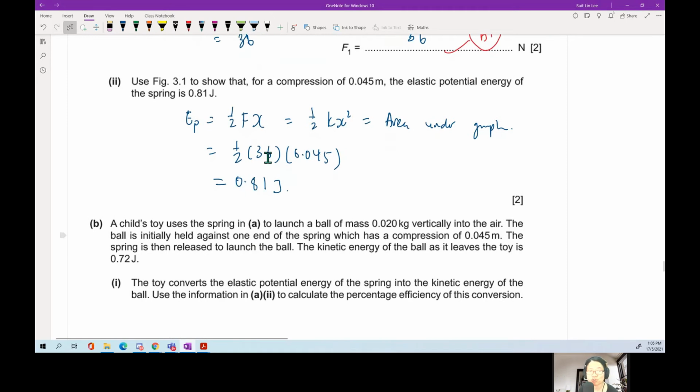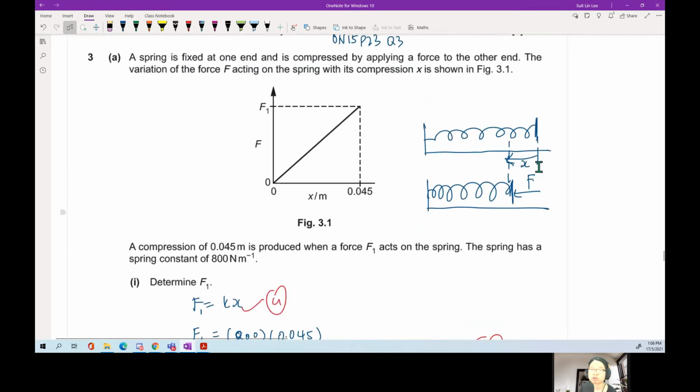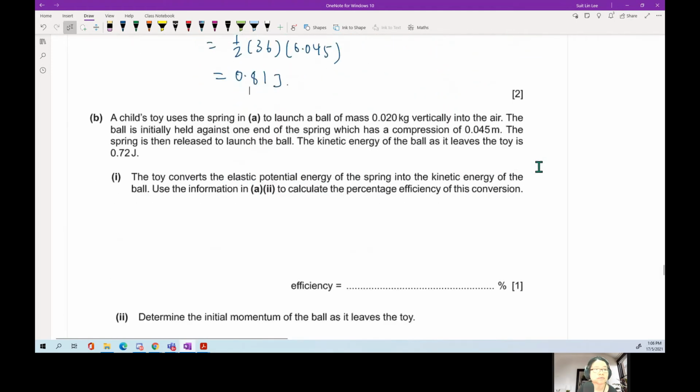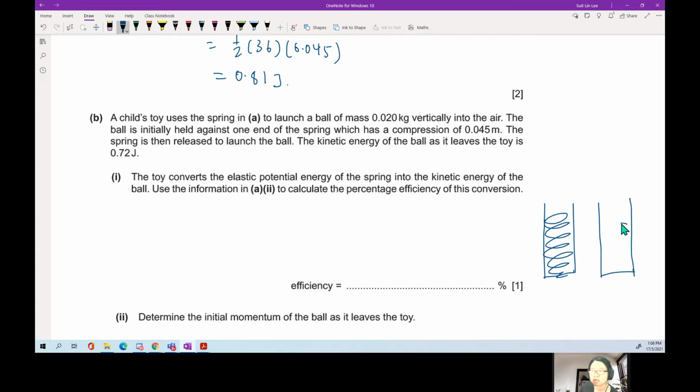So a child toy uses the spring in A to launch a ball of mass 0.020 kg vertically up in the air. Well, obviously I didn't draw my spring correctly. Never mind, I can draw it again. Okay, so basically they're saying that this is my spring. And then I compress my spring. And then I put a ball here.